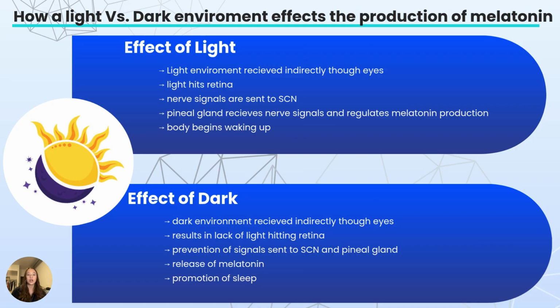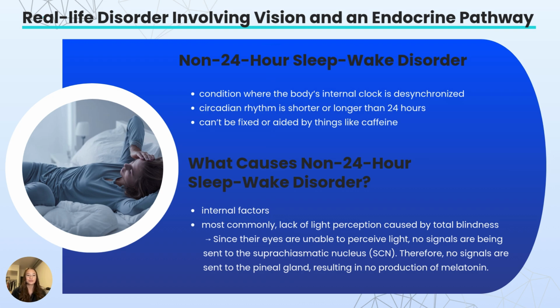But if there's a dark environment, that dark environment is received indirectly through the eyes, which results in a lack of light hitting the retina. There is then a prevention of signals sent to the SCN and the pineal gland, a release of melatonin, which causes a promotion of sleep.